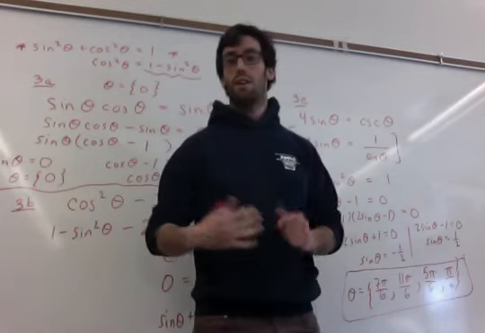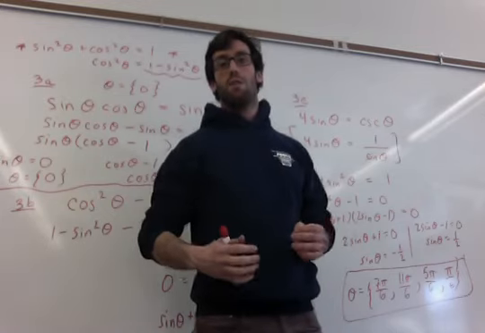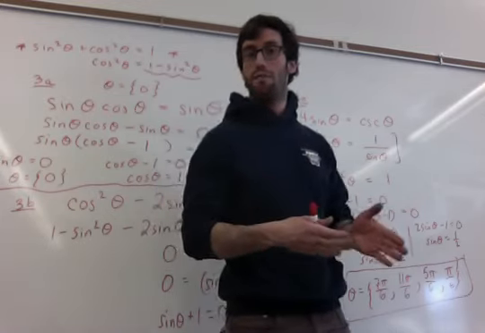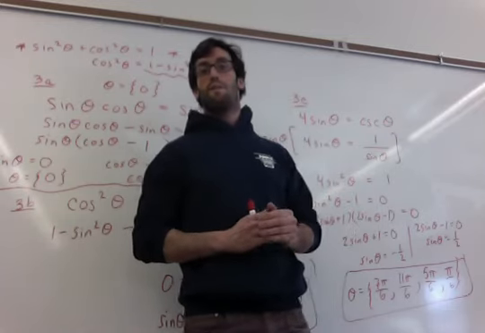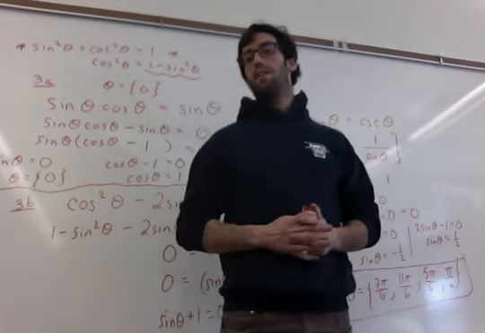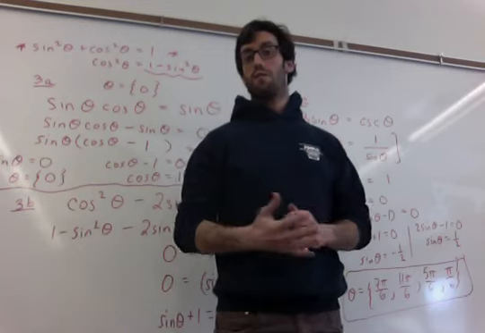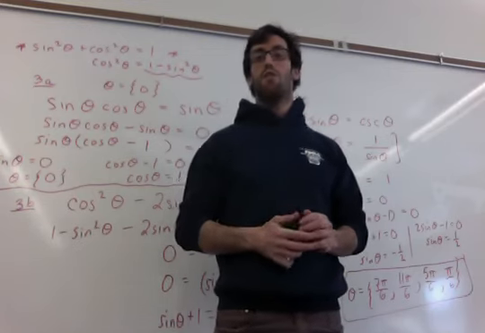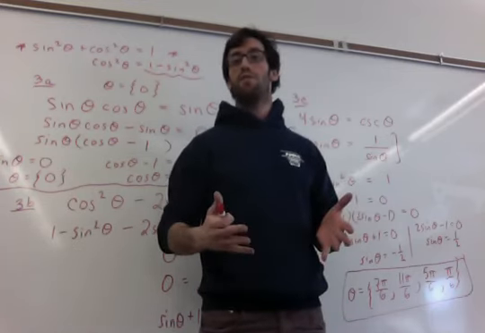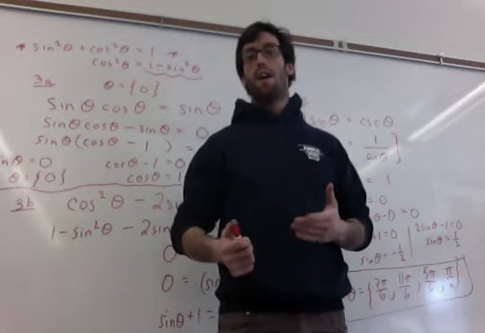For 3E, you get sine theta by itself, and you end up with sine theta equals -1/2, and that happens, again, with a 30-degree reference angle in the third and fourth quadrants. Sine theta equals -1/2. So you have 7 pi over 6 and 11 pi over 6 as your answers for 3E.